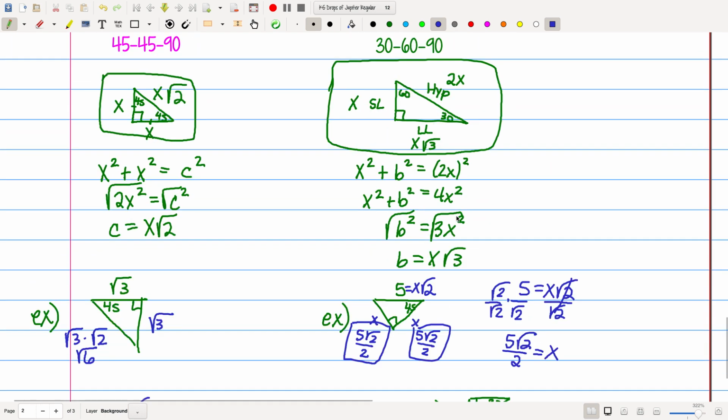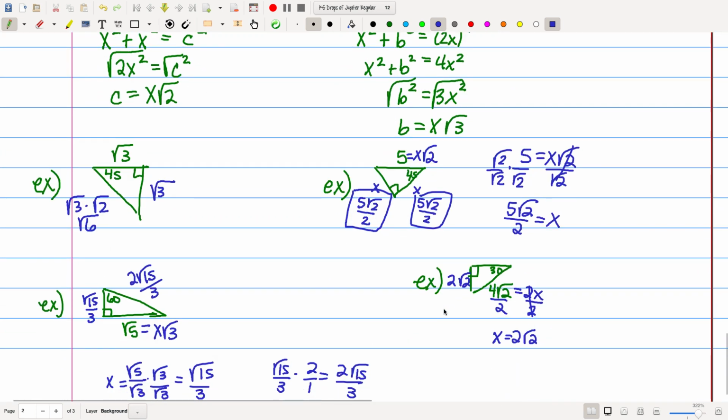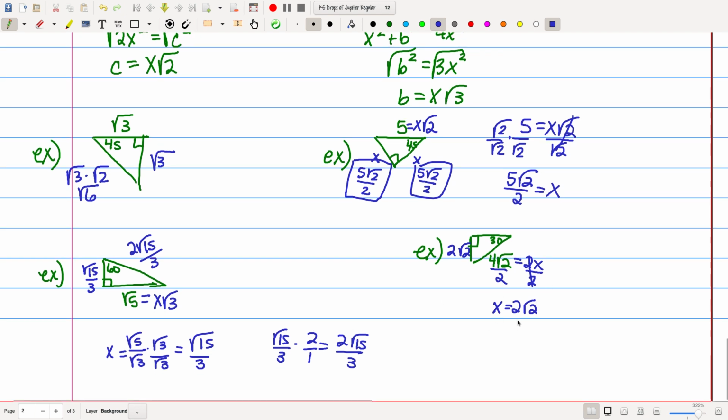Now, to find the long leg, I'm going to take the short leg and multiply it by square root of 3. So we're going to take that short leg, which is 2 square roots of 2, and multiply it by the square root of 3, and we're going to get 2 square roots of 6. So my long leg is 2 square roots of 6.